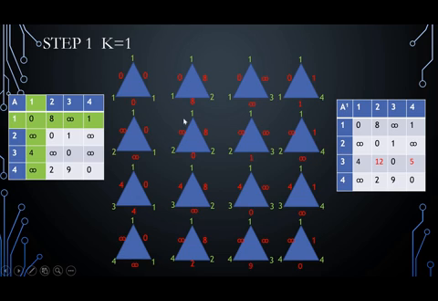So copy it as it is: 0, infinity, 4, infinity. Coming to the right hand side, it will be the highlighted row: 0, 8, infinity, 1. Copy it as it is: 0, 8, infinity, 1.